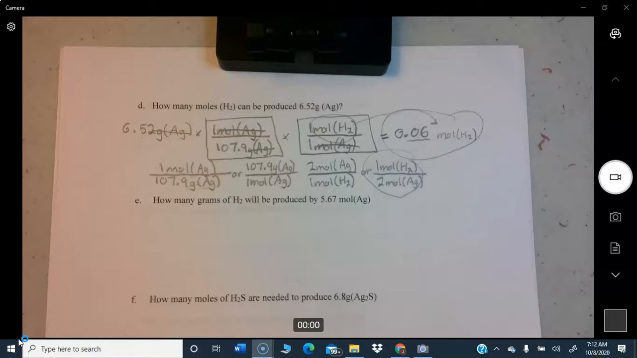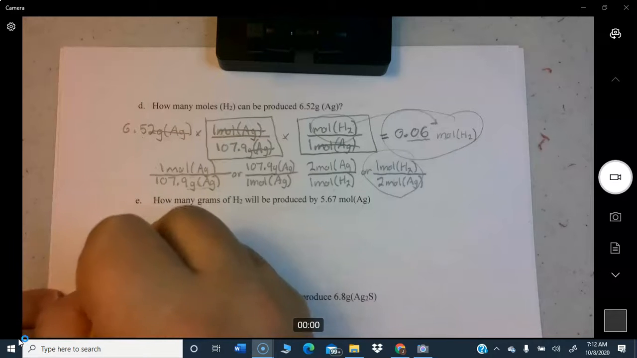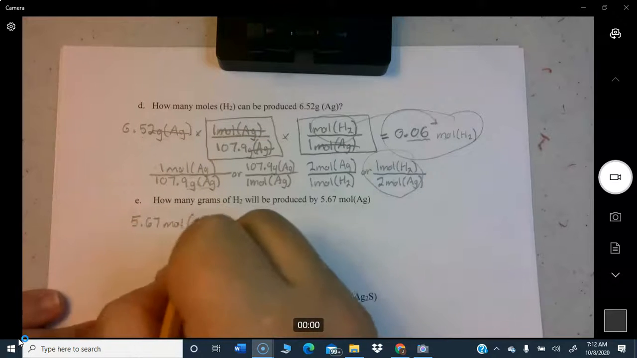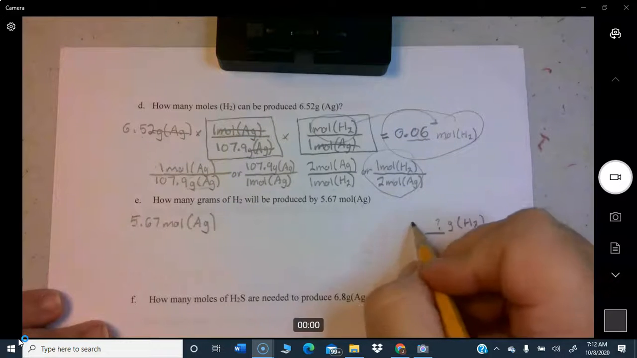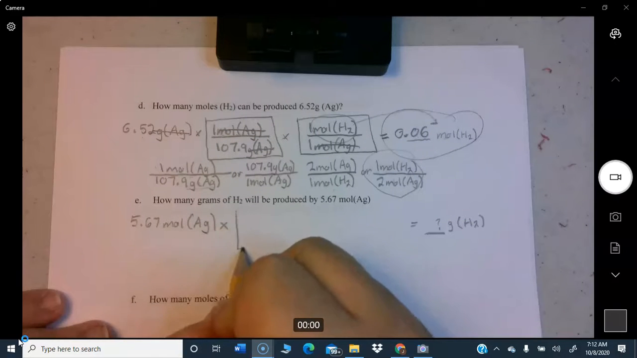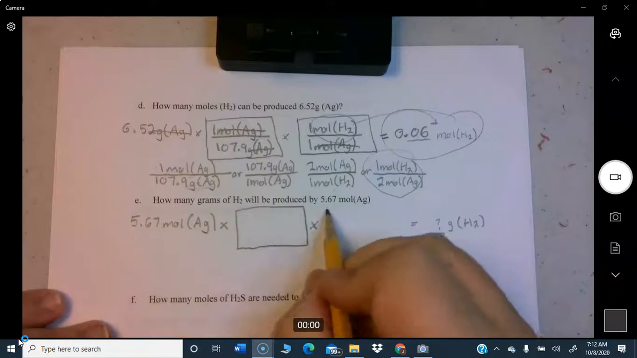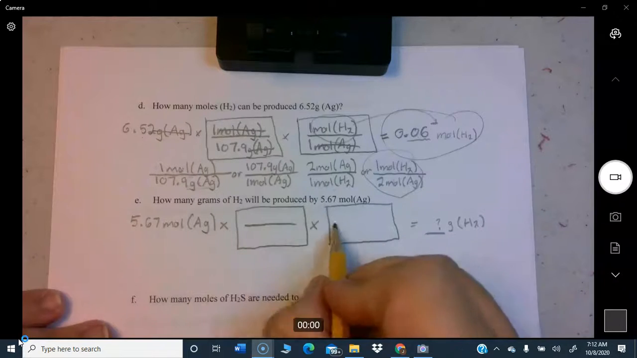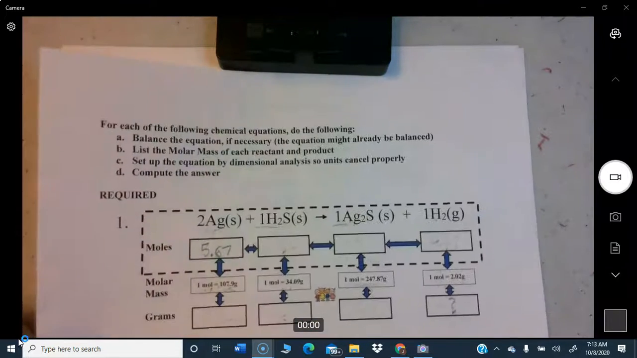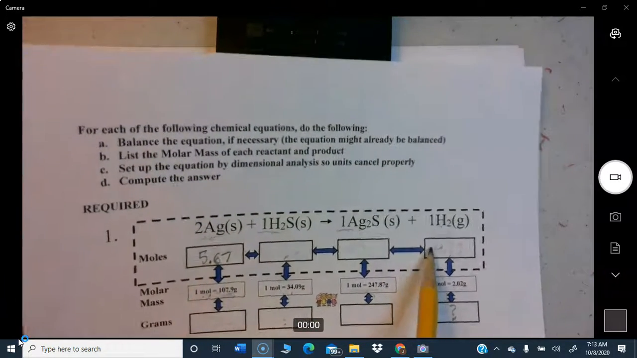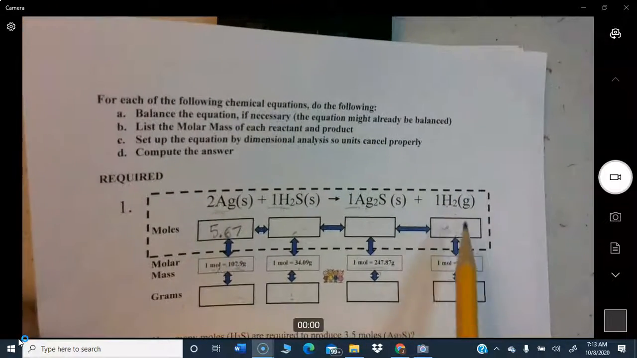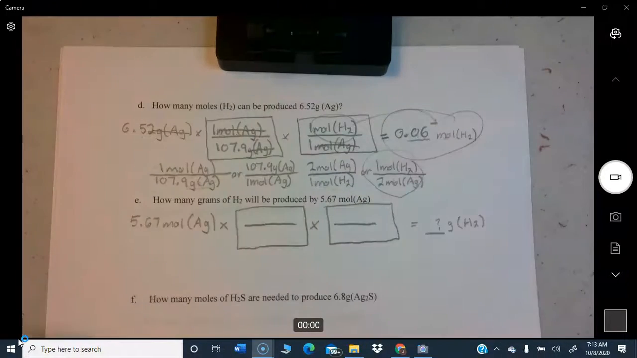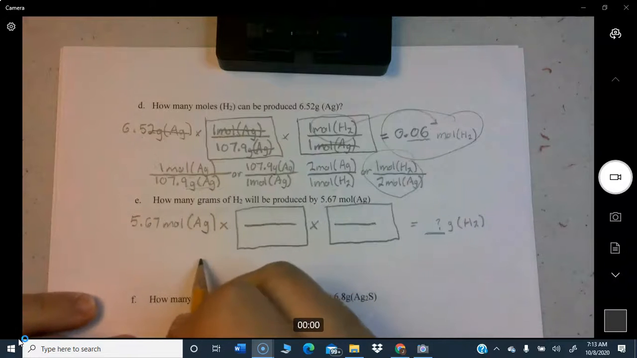So let's go ahead and write that one. And it's two boxes. Okay, so first conversion is from moles of Ag to moles of H2. Same one we did in the last problem. Same conversion. 2 moles of Ag for every 1 mole of H2. So I'm going to go ahead and just write the conversions.